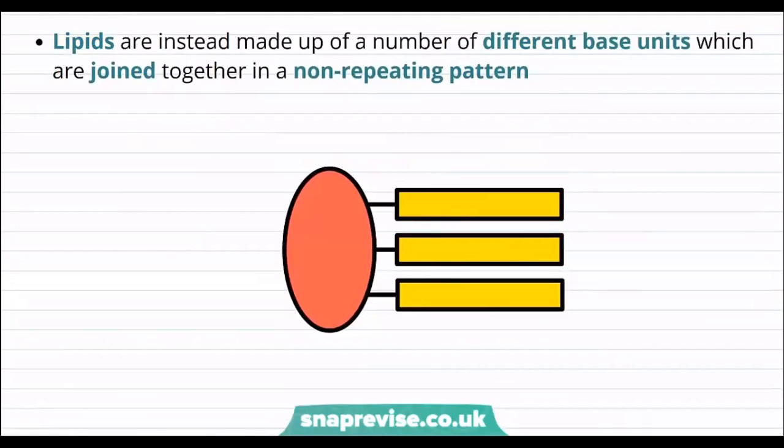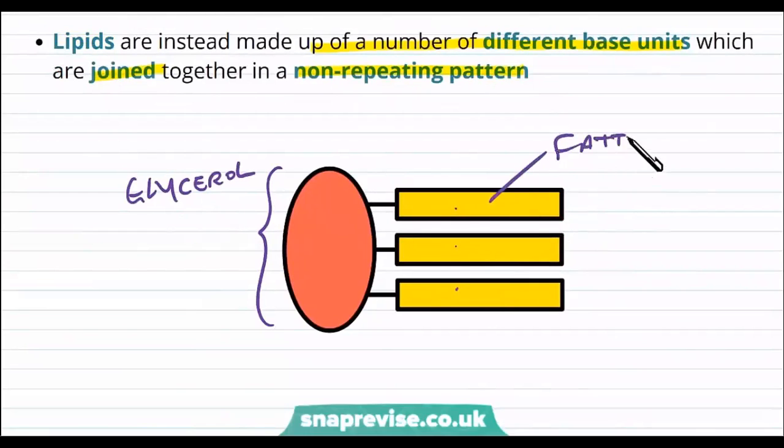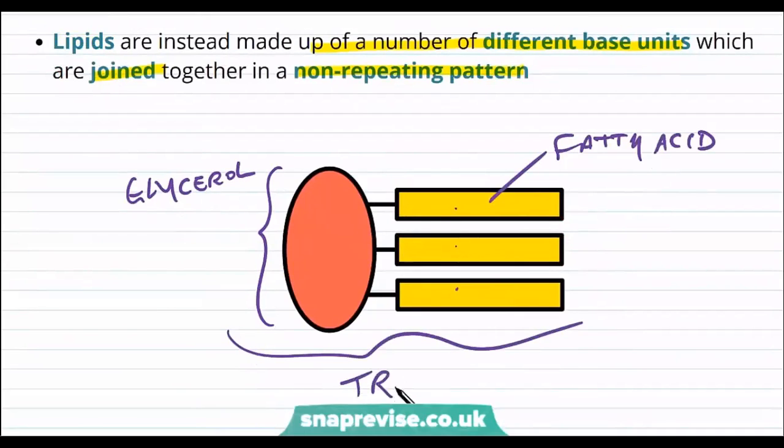So actually what they're made of instead are a number of different base units joined together in a non-repeating pattern. So the general structure that we tend to see is a molecule known as glycerol, and then when glycerol is bound to these units, these tend to be identical to each other, and these are known as fatty acids. And altogether, the structure of glycerol bound to 3 fatty acids makes a triglyceride.